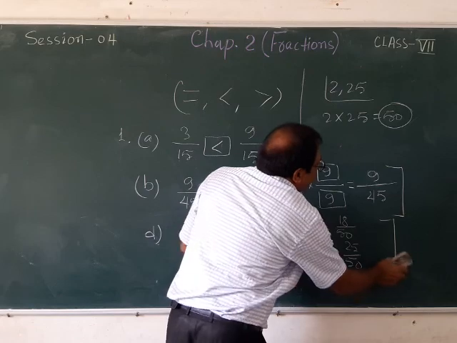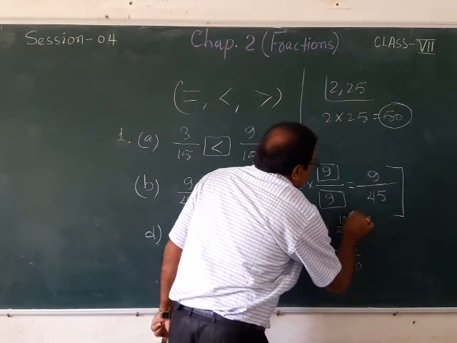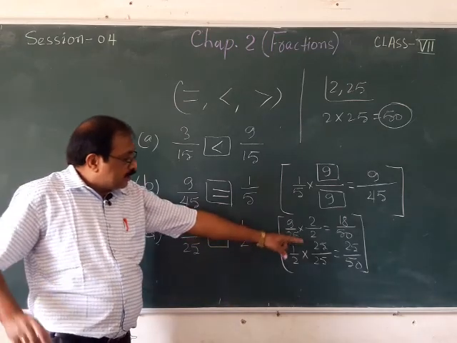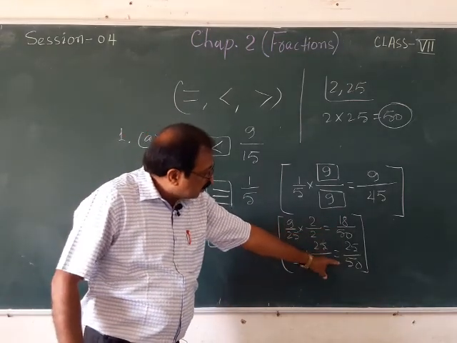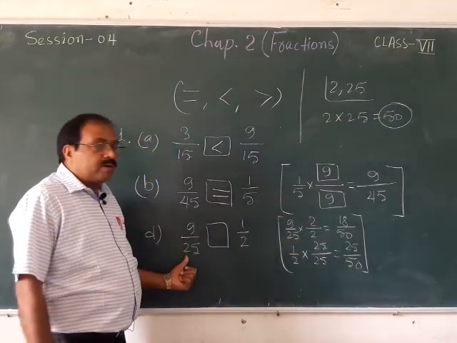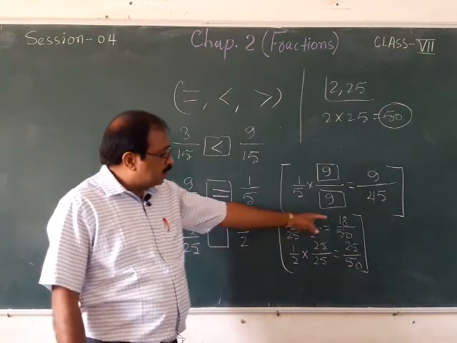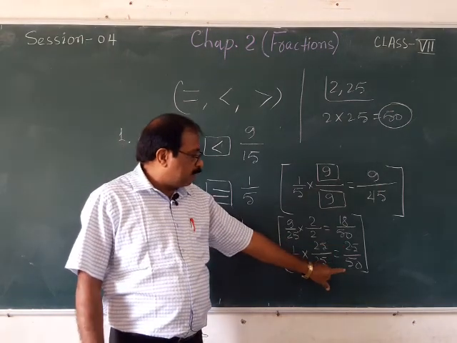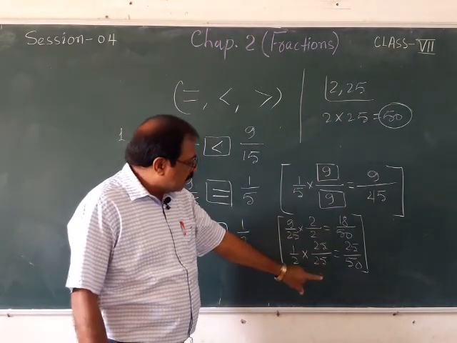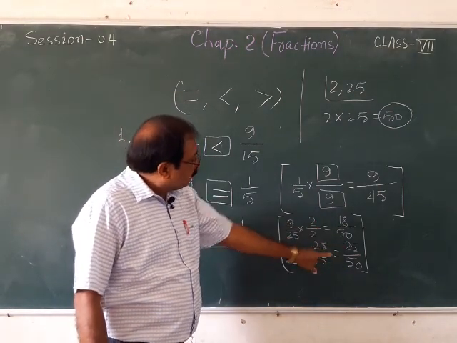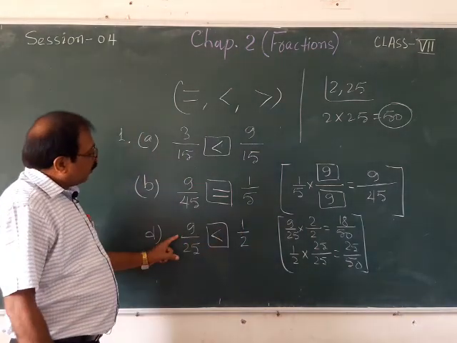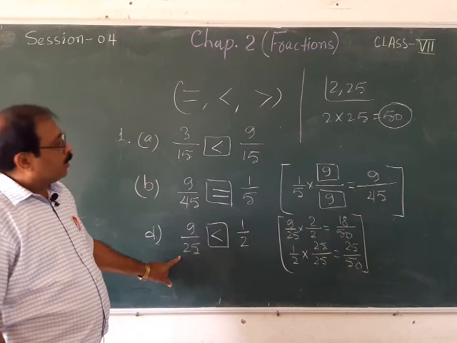So you can see that I have changed these fractions into like fractions, and now I can see which is bigger and which is smaller. The value of 9 upon 25 is coming 18 upon 50, and the value of 1 by 2 is coming 25 upon 50. So you can see easily which number is bigger. Actually 1 by 2 is bigger and 9 upon 25 is a smaller number.